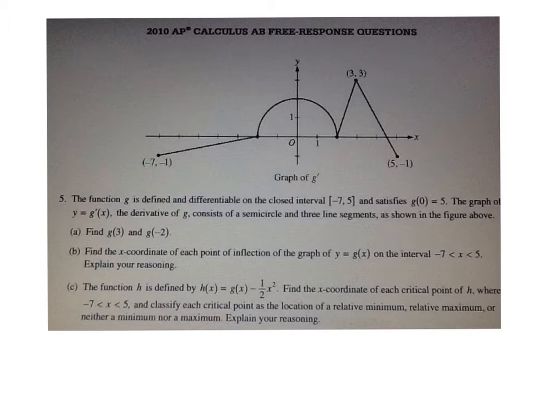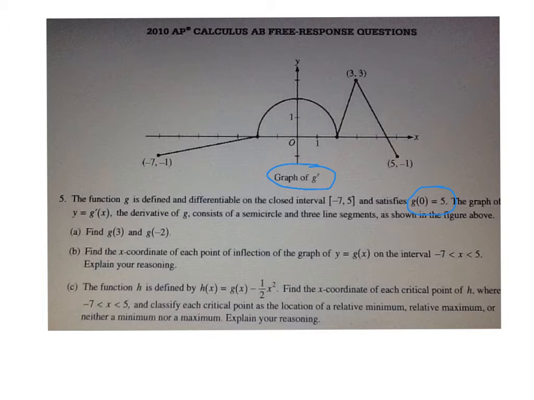All right, as always, sharpen the axe. Read the question, make some notes, circle some important information that you may need. All right, so we have our graph. Again, making note, this is the graph of the derivative of g. The function g is defined and differentiable on this closed interval. We have this point, g of 0 equals 5.